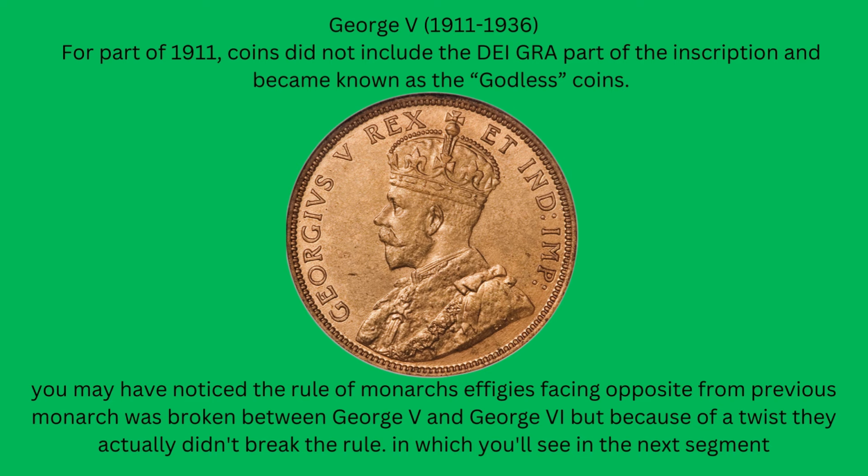For part of 1911, coins did not include the DEI GRA part of the inscription and became known as the godless coins. You may have noticed the rule of monarch effigies facing opposite from the previous monarch was broken between George V and George VI. But because of a twist, they actually didn't break the rule at all, which you will see in the next segment.